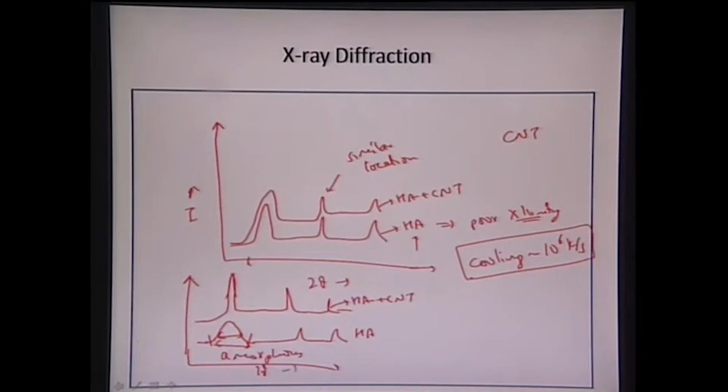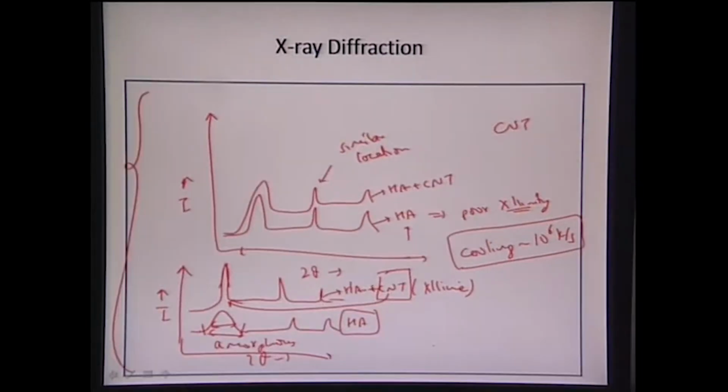So we see 2 theta along this side, intensity along this side. We see that hydroxyapatite is much more amorphous in nature, whereas hydroxyapatite CNT is much more crystalline in nature. That clearly tells that there is something with respect to CNT, and that is the reason you are seeing much sharper peaks, or the crystallinity is being dominated by the CNT itself. So first of all, we can directly say there is some difference in crystallinity coming out with respect to CNT, and secondly, there is much more amorphous content in the hydroxyapatite.